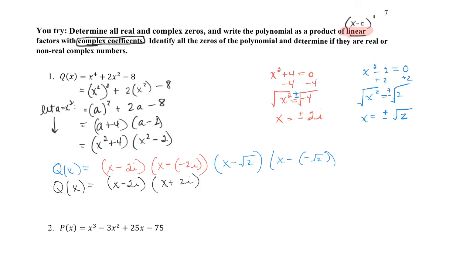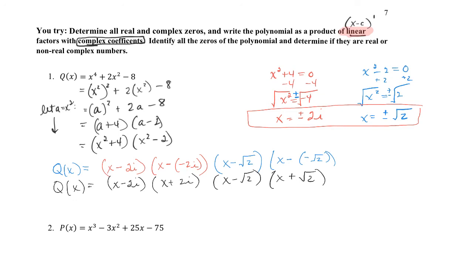Plus, it helps to see now that these are complex conjugates. X minus the square root of 2 times x plus the square root of 2. And so now this is fully factored as a product of linear factors. Everything is first degree with complex coefficients. And then the next part of the problem said to identify all the zeros. I found my zeros here. And then we're supposed to determine if they are real or non-real complex numbers.